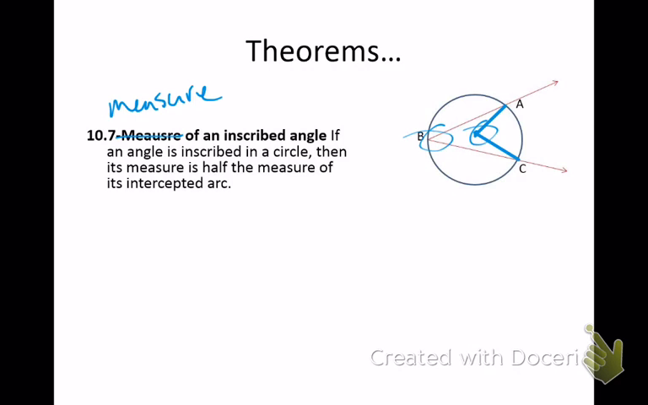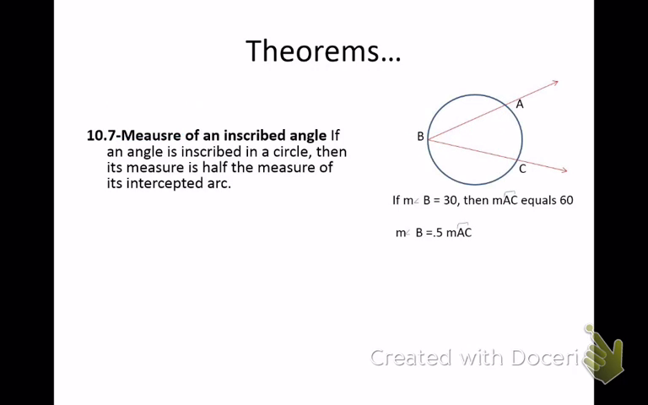Inscribed angles are actually half the measure of its intercepted arc. So it is smaller than a central angle, and it's exactly half of a central angle, right? Okay, we're going to write it a little bit differently. But if angle B is 30 degrees, then the angle is going to be half the arc, the arc is going to be twice the angle, so the arc has to be 60 degrees.